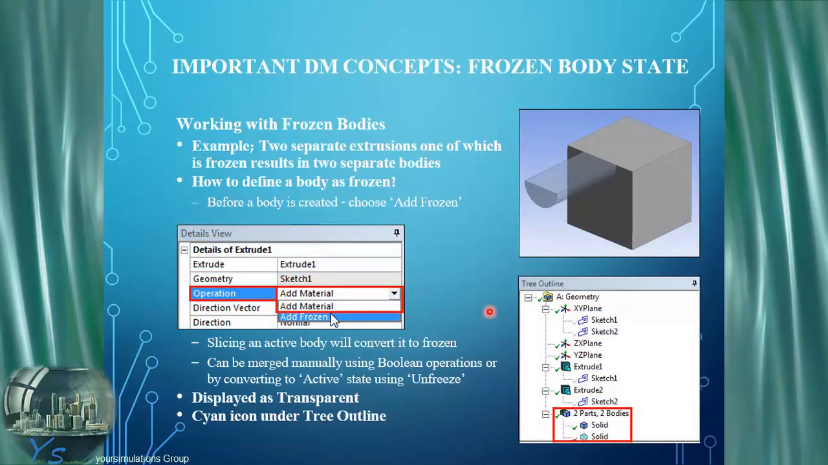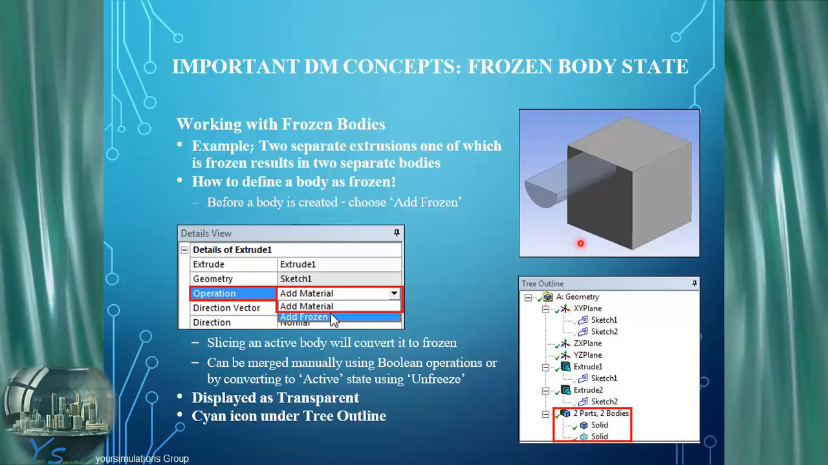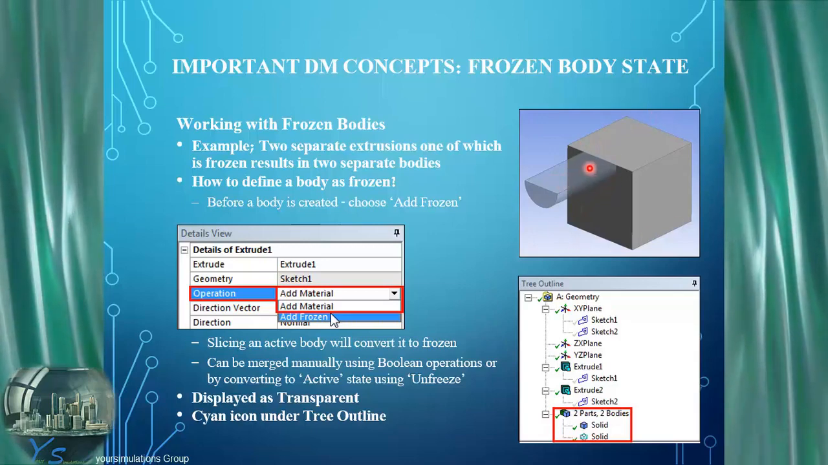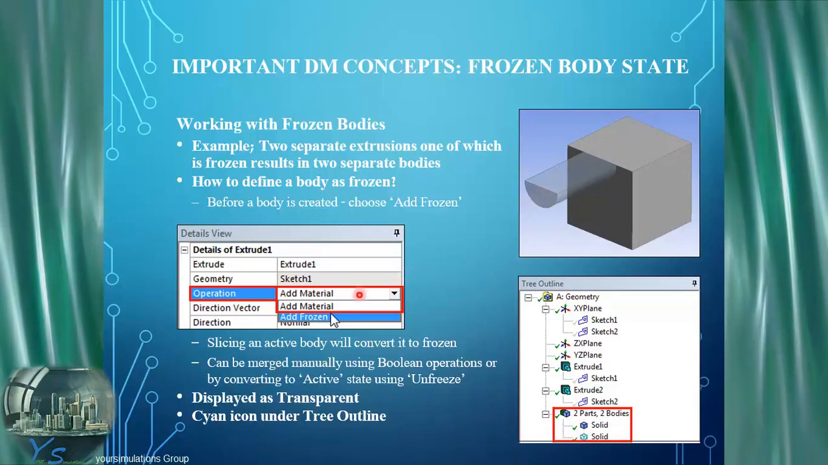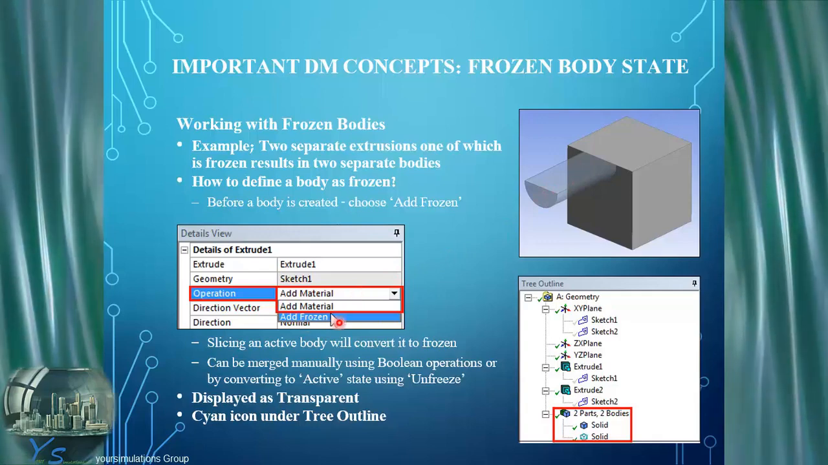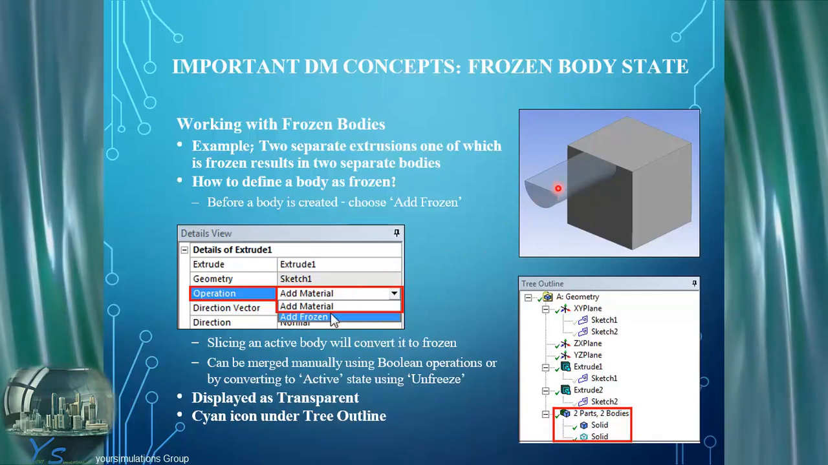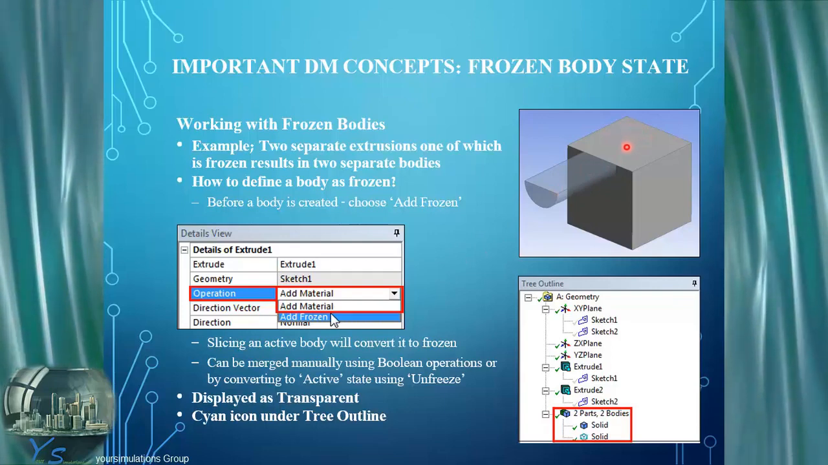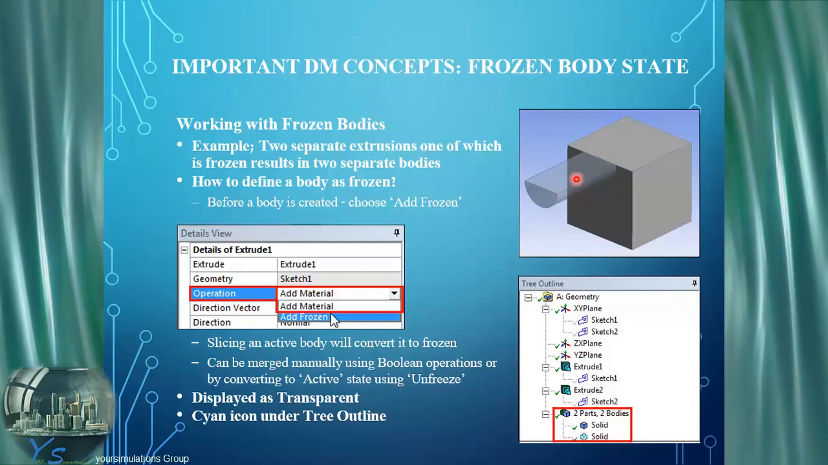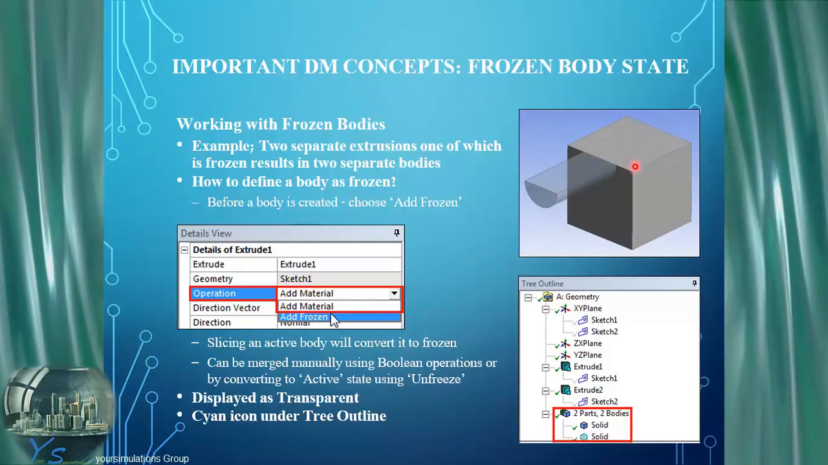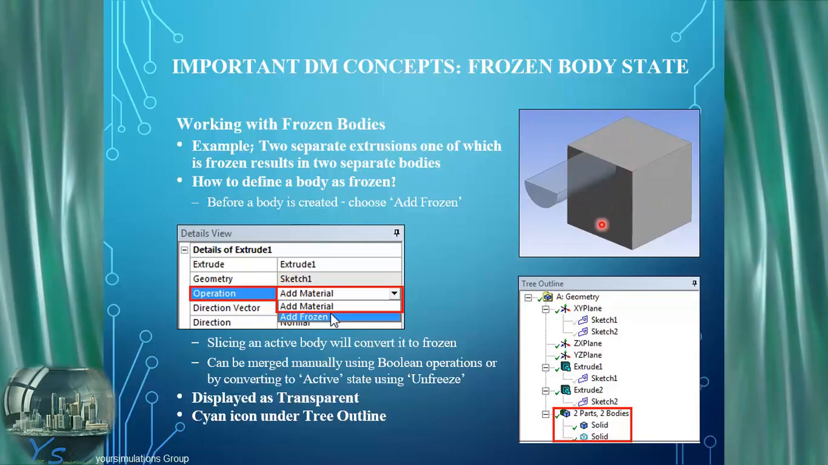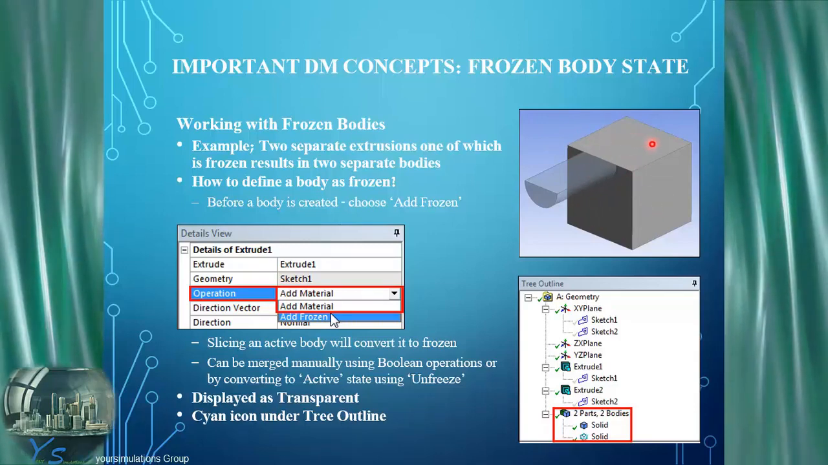So now we move to the second option of adding as frozen. Here we have the same example of the cube, and we extrude this face, but instead of selecting add material, we drop down to add frozen. So when we add frozen, this then allows each of these two bodies to be treated independently, and these two do not combine into the same body. So now we have two separate bodies.